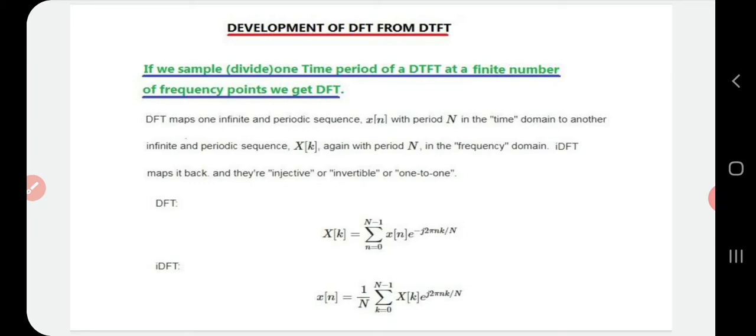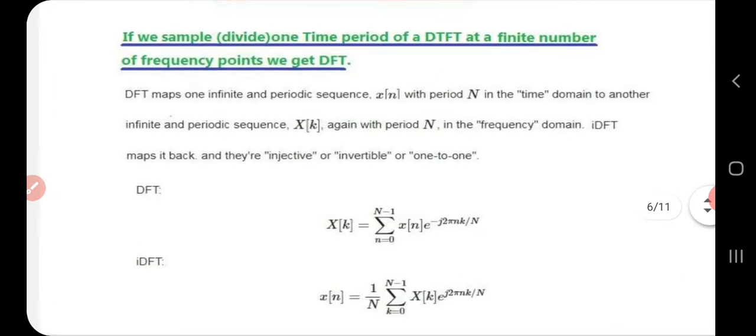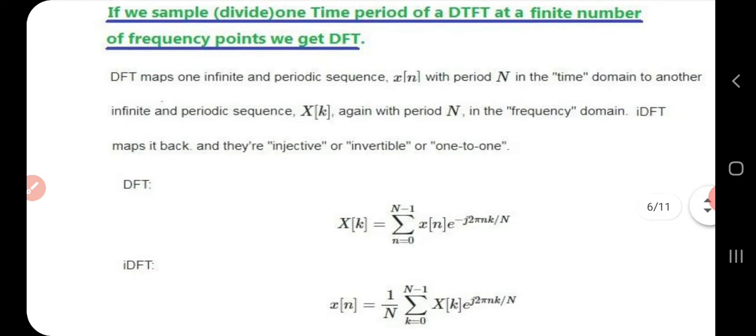That is, sampling is done in the frequency domain and the output will be a DFT. Now this is the explanation given. See, DFT maps one infinite and periodic sequence x of n with the period N in time domain to another infinite and periodic sequence x of k, again with the period N, in frequency domain.